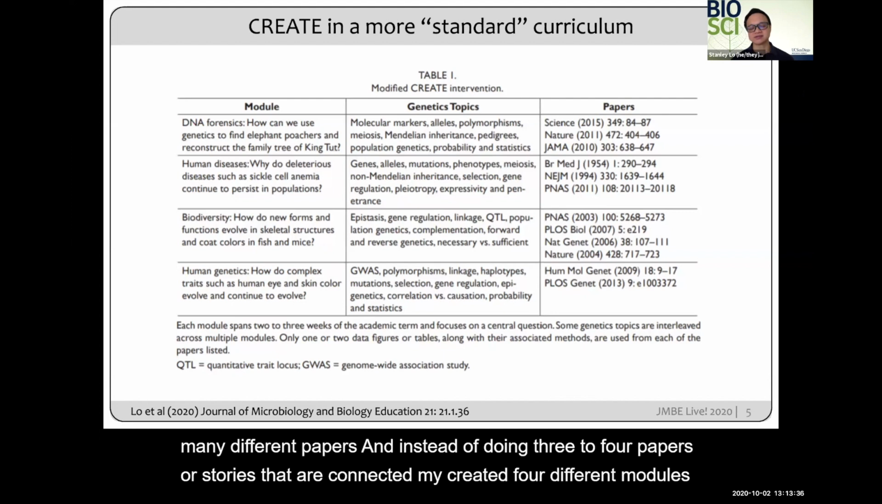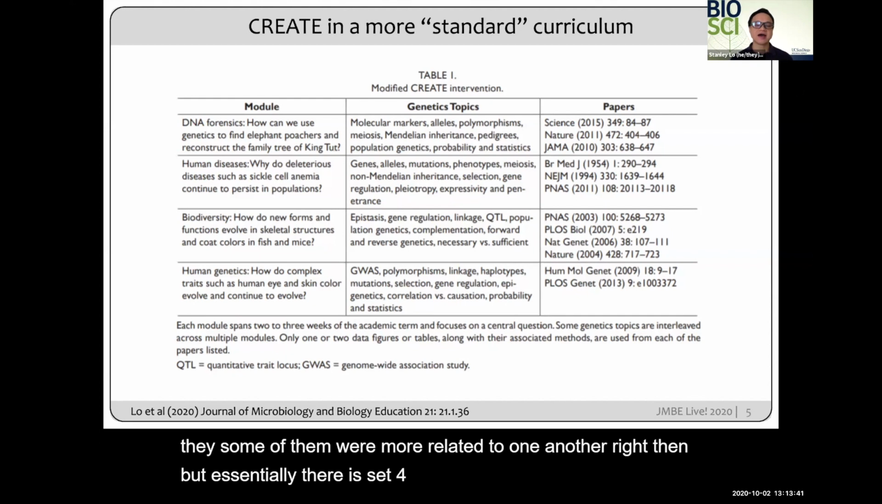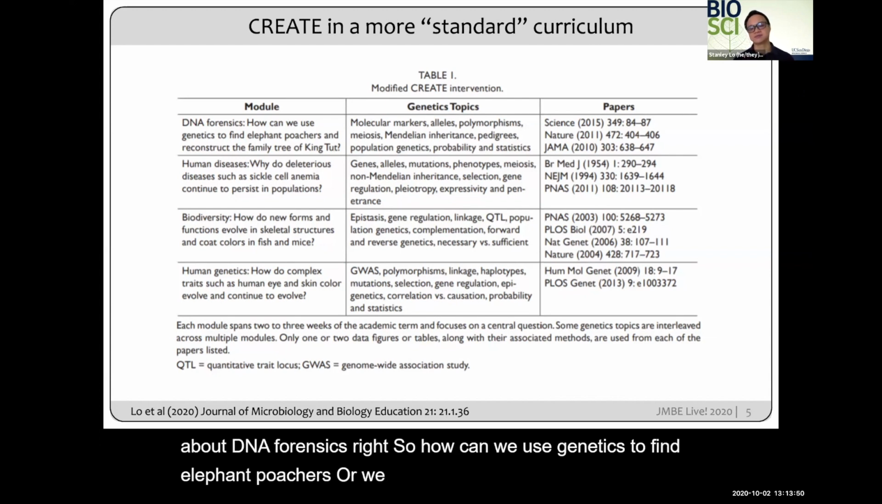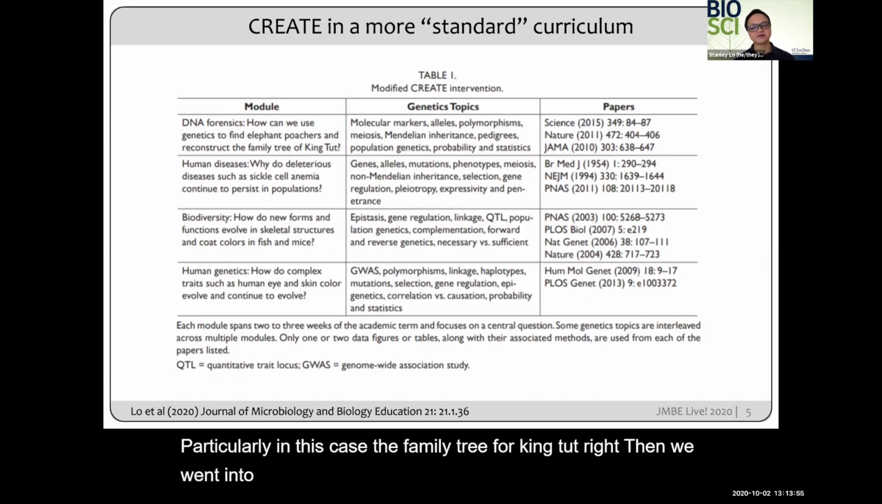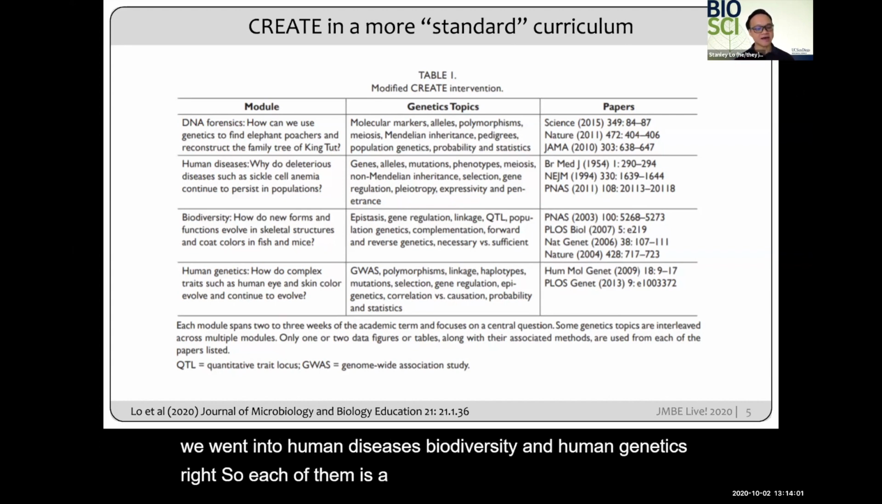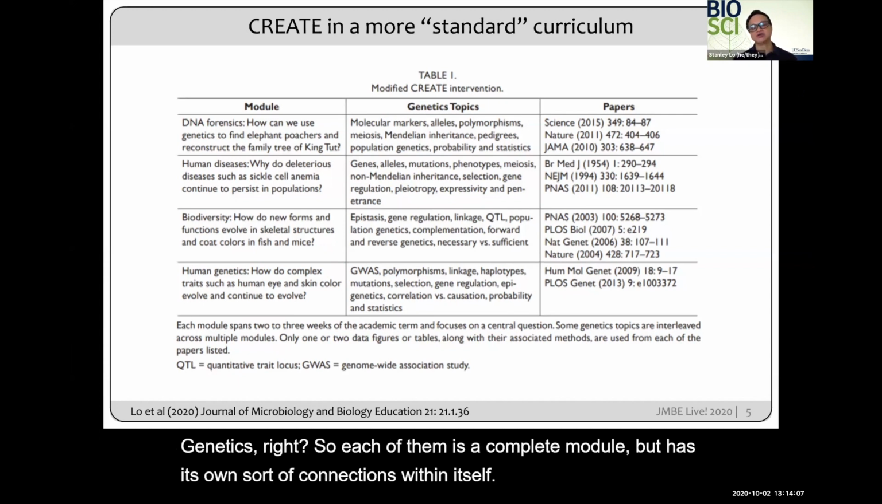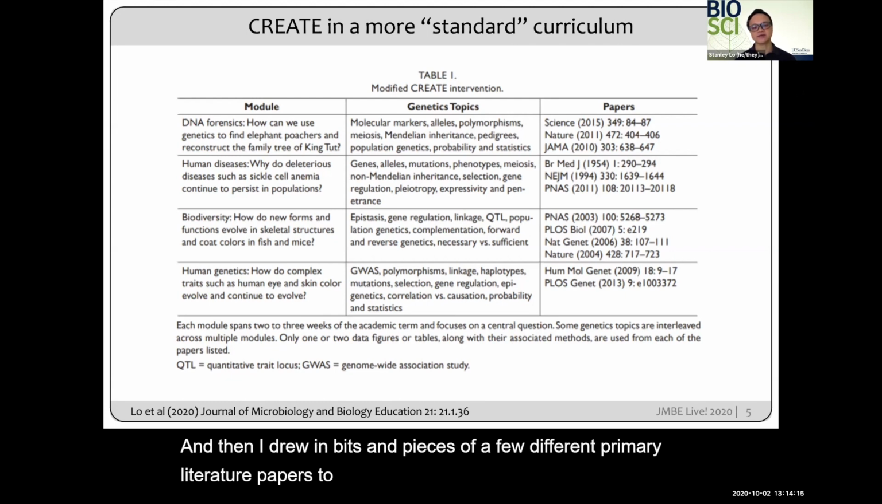Some of them are more related to one another, right? But essentially there are 4 separate stories. So first is about DNA forensics. How can we use genetics to find elephant poachers or reconstruct family trees, and particularly in this case, the family tree for King Tut? Then we went into human diseases, biodiversity, and human genetics. So each of them is a complete module that has its own connections within itself. And then I drew in bits and pieces of a few different primary literature papers to support the learning of each of those modules.